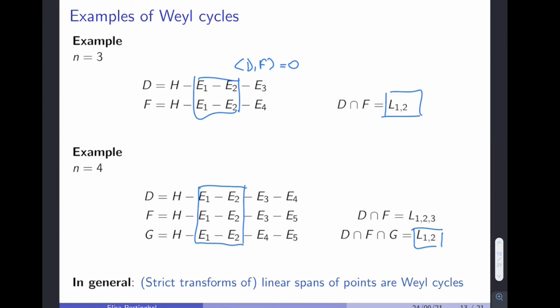But if I take the intersection of only 2 of them, the first 2, for instance, they share 3 points. So the intersection is a plane through those 3 points. So also a plane through 3 points is a Weyl cycle, etc. So in general, strict transforms of linear spans of points are Weyl cycles according to that definition.